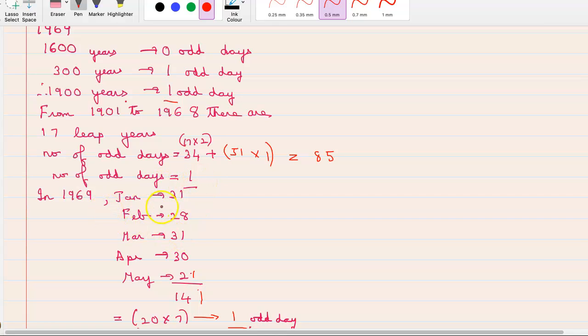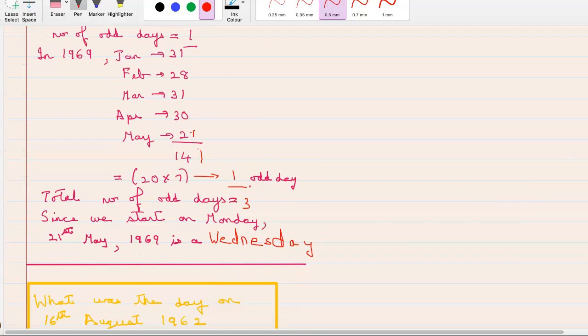Now in 1969, January has 31 days, February has 28 days because it's a non-leap year, March has 31 days, April has 30 days, May has 21 because we are looking up to 21st May, that is 141. So we have 1 odd day. So totally we have 1 plus 1 plus 1, 3 odd days. So if we start from Monday, 21st May 1969 is a Wednesday.